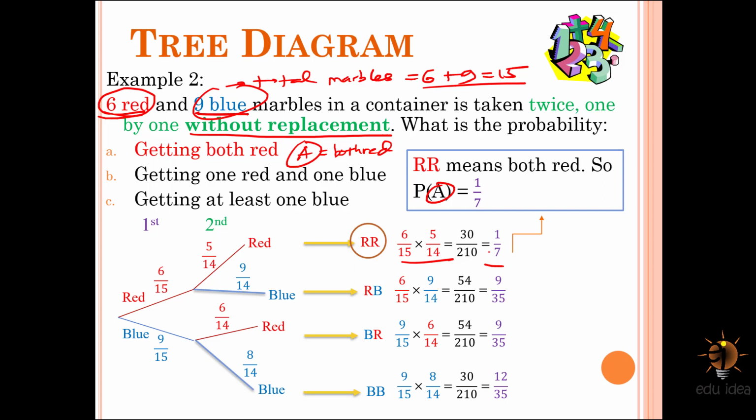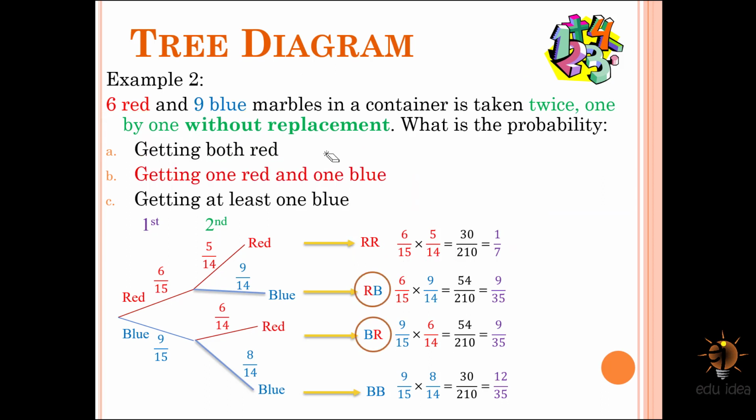You don't need to write down both red for the words inside the bracket. You can just use a capital letter in here. Quite easy, right? And then the same thing with the next one, getting 1 red and 1 blue. Getting 1 red and 1 blue are these two, red blue or blue red. But again, it doesn't matter which one goes first, whether it is red first or blue first. The question is just getting 1 red and 1 blue. It doesn't tell you specifically whether you need to have red on the first try and blue on the second try, and so on.